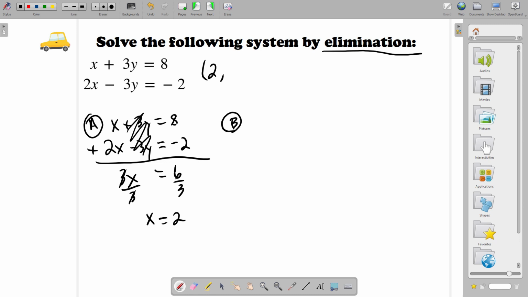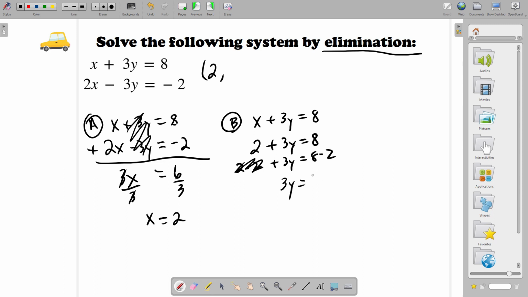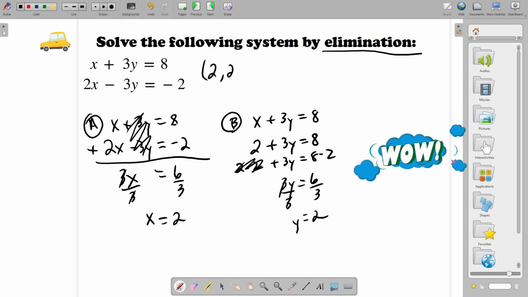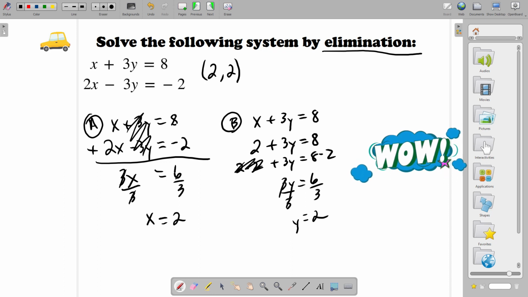And now we take that and plug it back into one of those. I'm going to use the x plus 3y equals 8. Put 2 in for x. Subtract 2. Subtract 2. These add out. 3y equals 8 minus 2 is 6. Divide by 3. Divide by 3. Y is 2. So the point of intersection for those two lines is the point 2, 2.